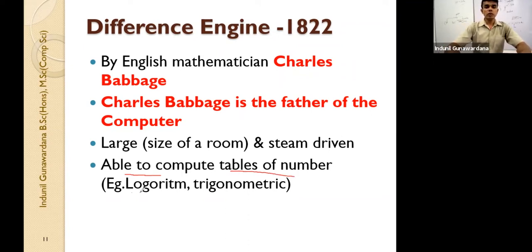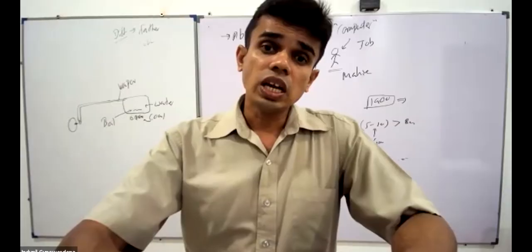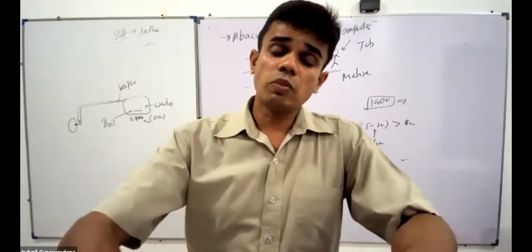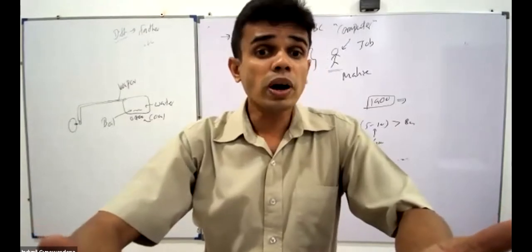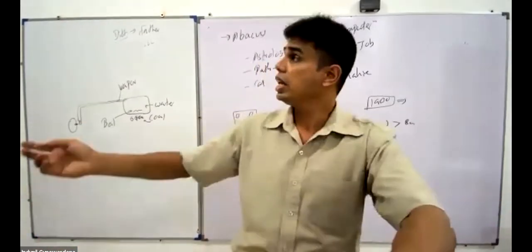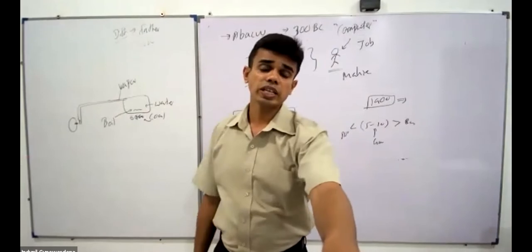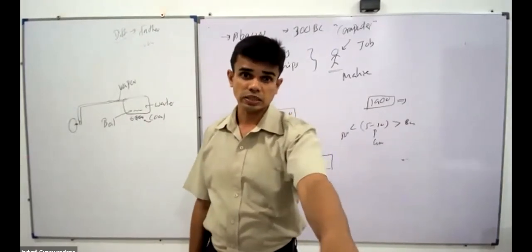Just like logarithmic tables, you did that in your O-level maths. Trigonometric tables. So what did you do? You just looked at that chart and found the values. Now those charts were available inside the machine and it had to work on them on its own to give you the answers. Compared to the Pascaline and the previous old machines, this is a more powerful machine, which was invented somewhere around 1822 by the person called Charles Babbage.